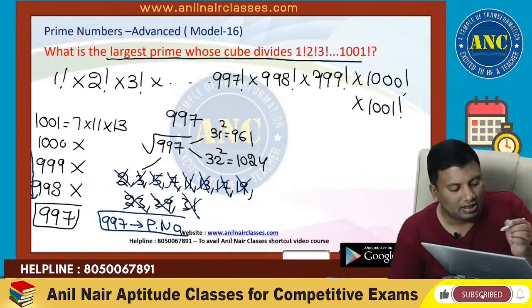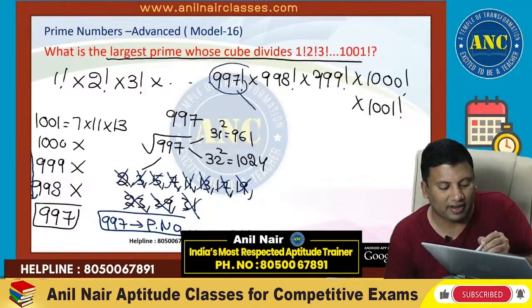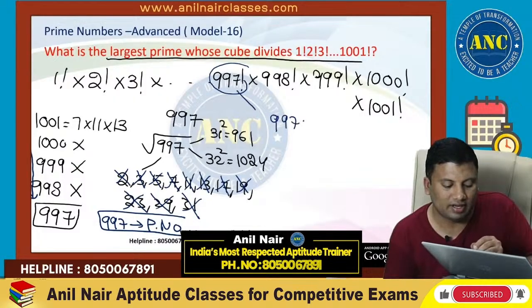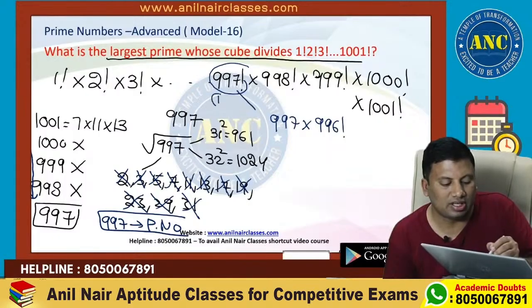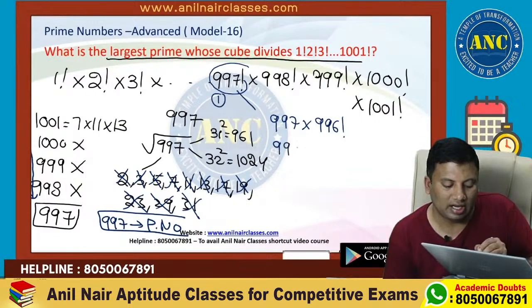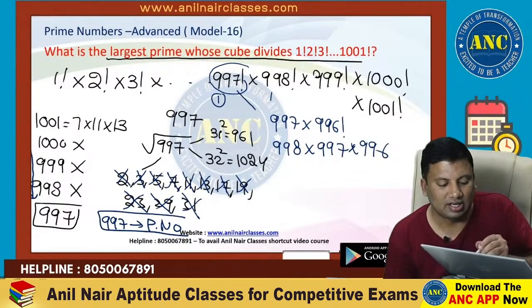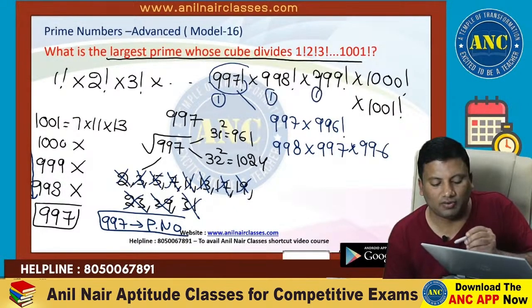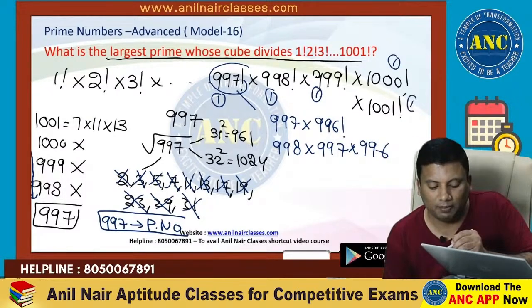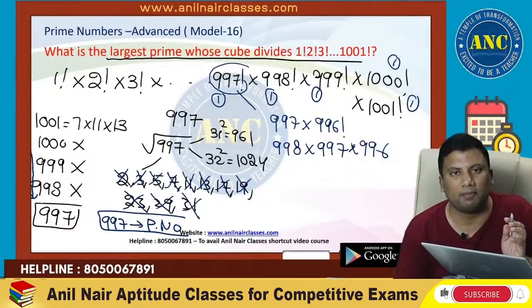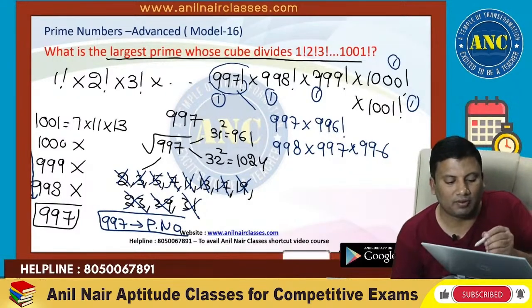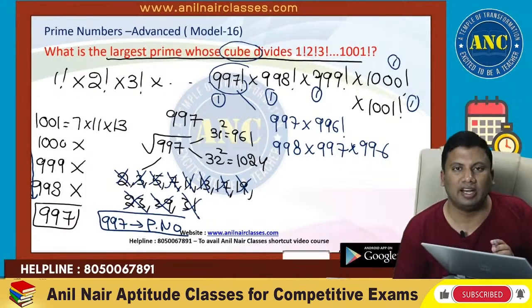Cube, right? That means in 997 factorial, 997 into 996 factorial, once it will appear. 998 into 997 into 996, once it will appear. Here also once it will appear. Once it will appear. So how much will be the power of 997? Power 5. 997 power 5. Is it divisible by 997 cube?